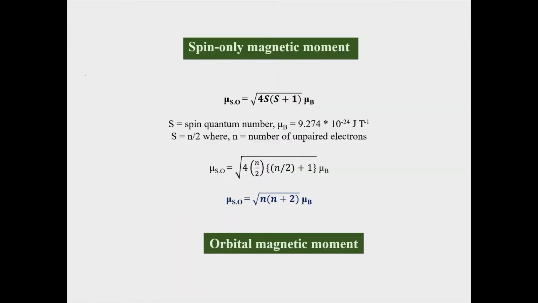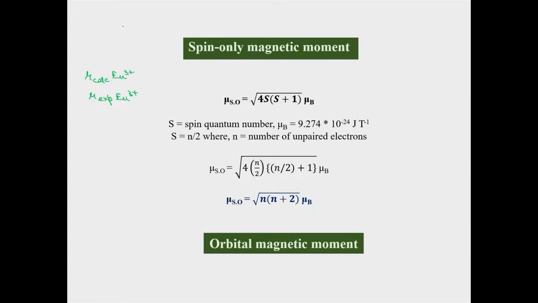So in this question they have asked that the calculated magnetic moment value for europium 3 plus has a high difference from the experimental magnetic moment for europium 3 plus. So what is the cause for this difference in magnetic moment values?